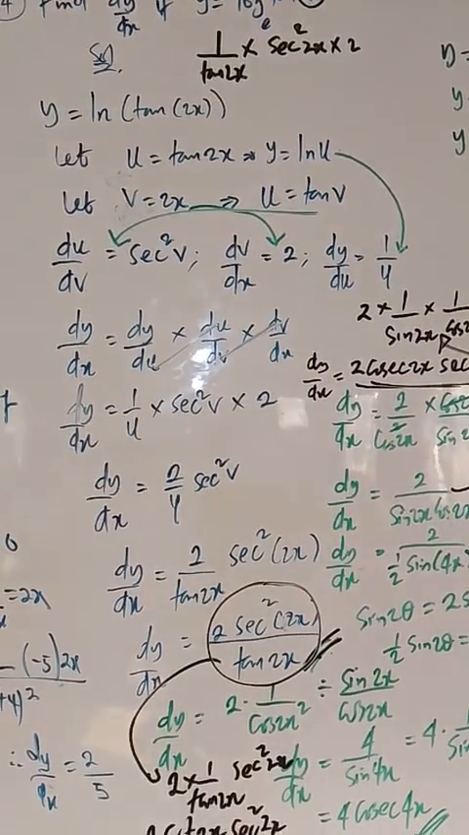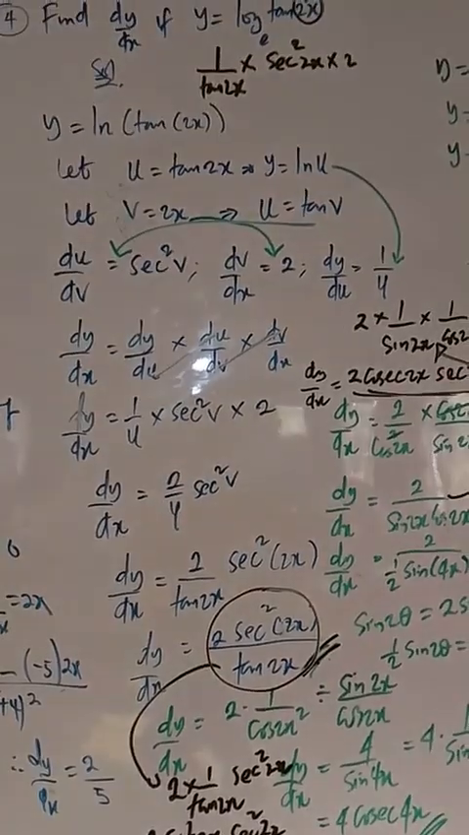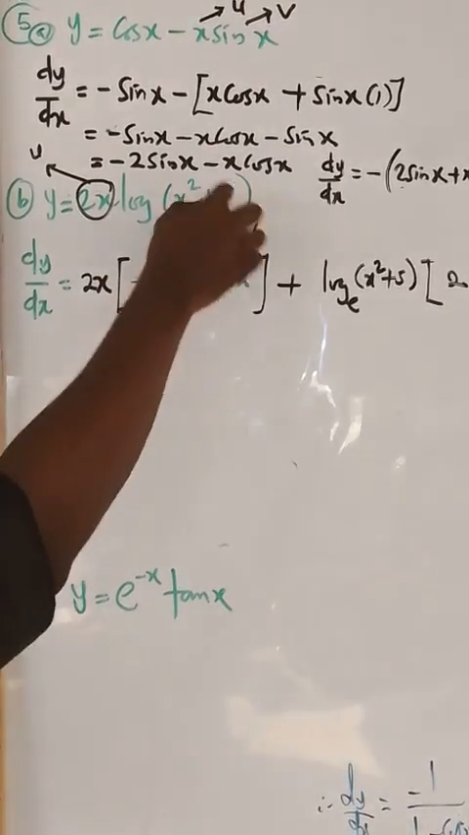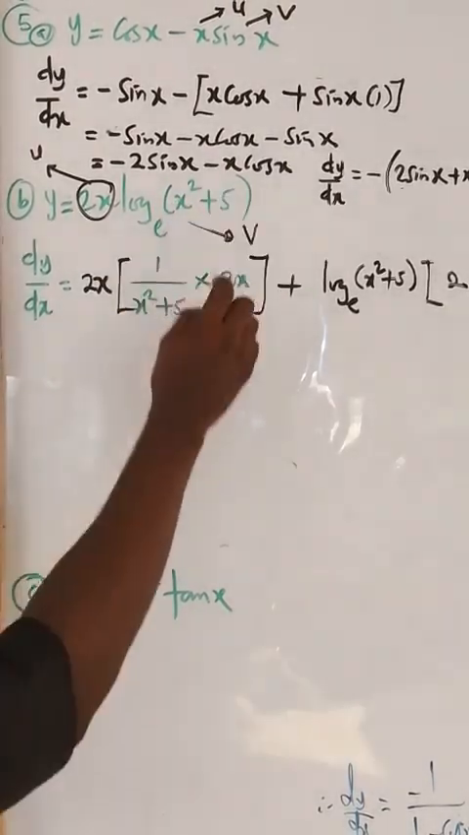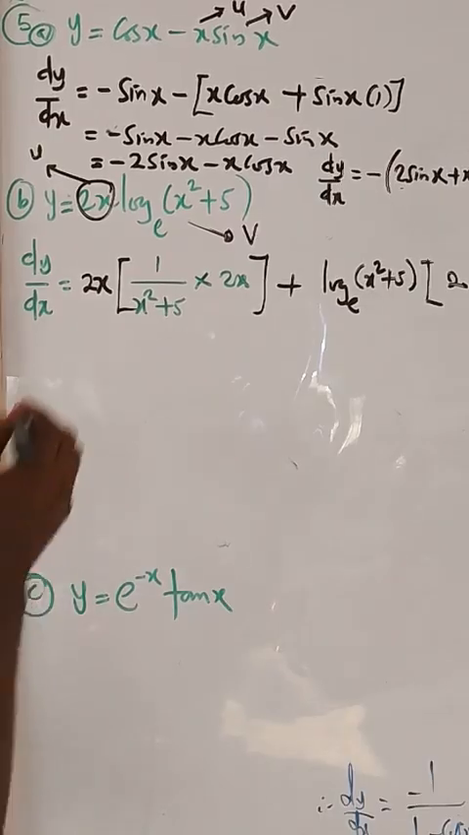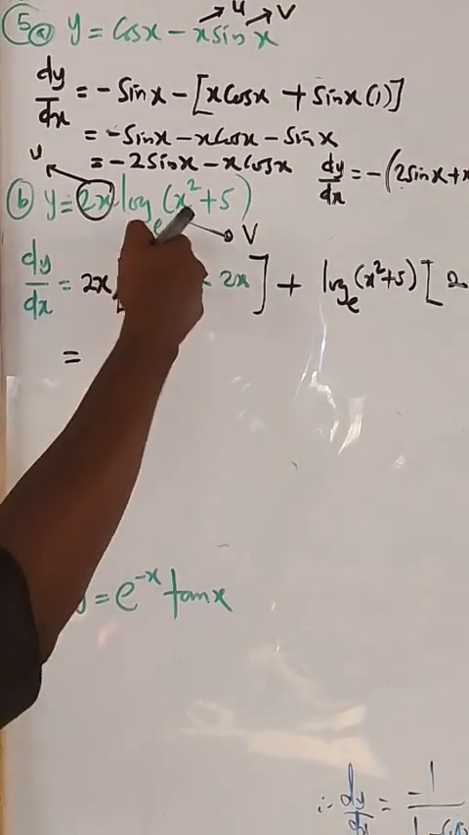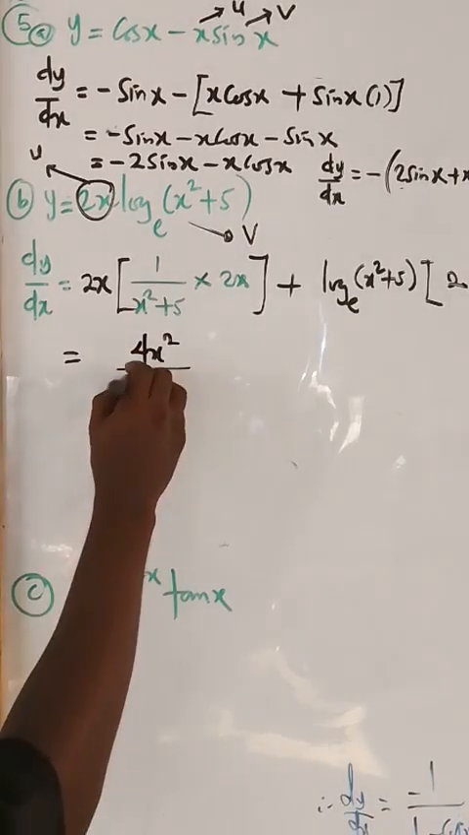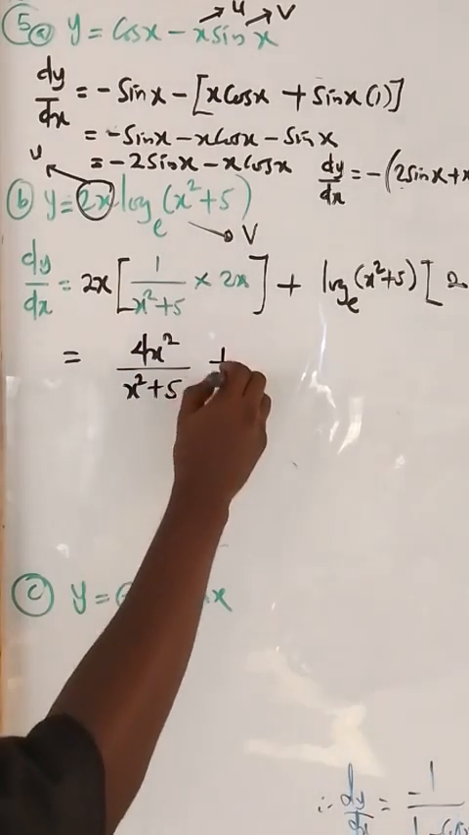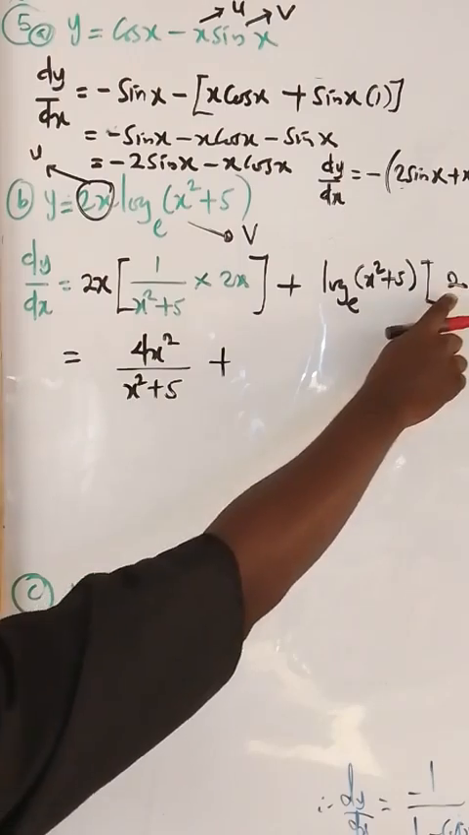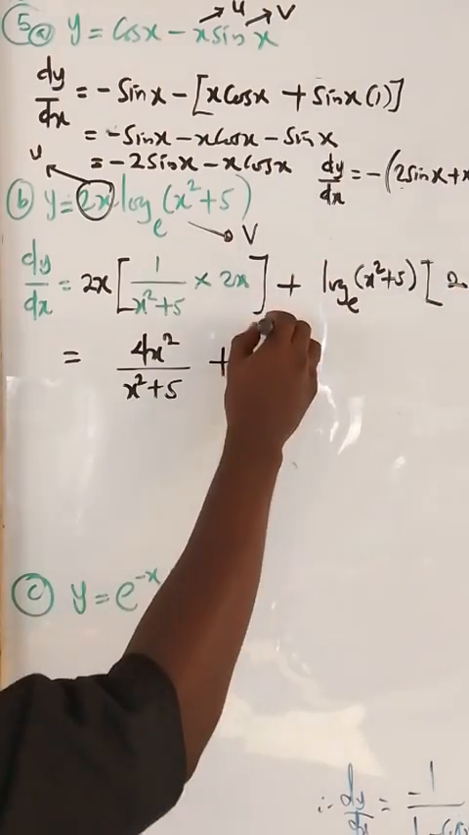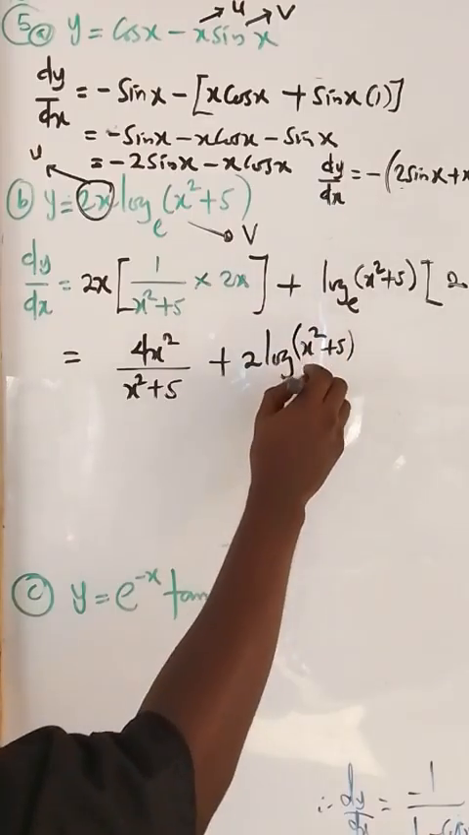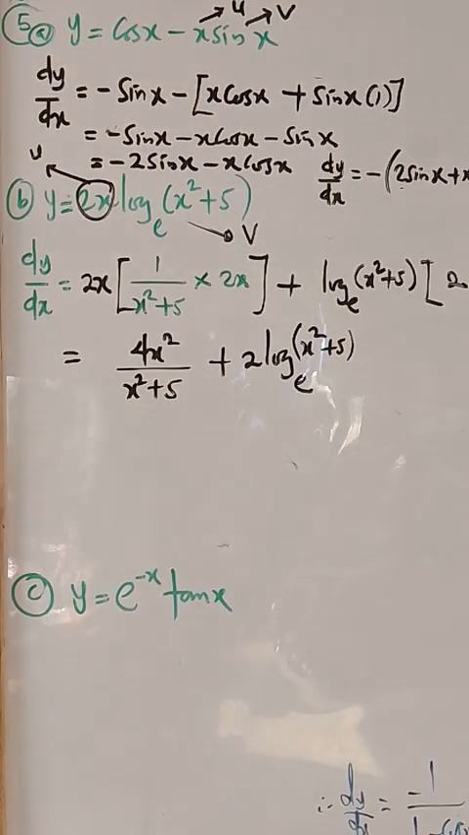Now let's go back to question 5b. What we did is we differentiated the whole, that will be 1 over this, times differentiate the inside, 2x. Then we can continue the simplification. 2x times 1 times 2x is 4x squared over x squared plus 5. Plus, these 2 will come to the back here: 2 log x squared plus 5 base a. That's the final answer.